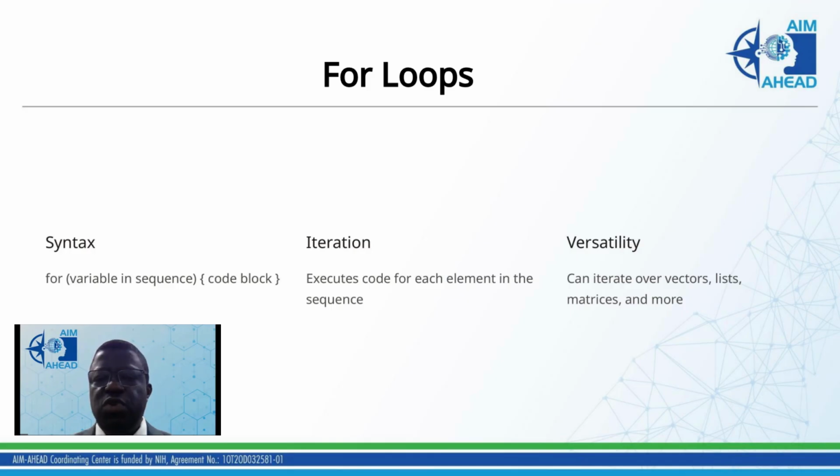Let us delve into the concept of for loops in R programming, which are essential for efficiently iterating over sequences of data. The syntax of a for loop involves assigning the current element of a sequence to a specified variable during each iteration, enabling the execution of a defined code block. For loops are crafted to execute the code block for each element within the provided sequence, rendering them particularly advantageous for performing repetitive tasks seamlessly.